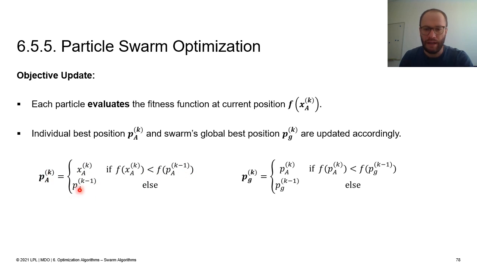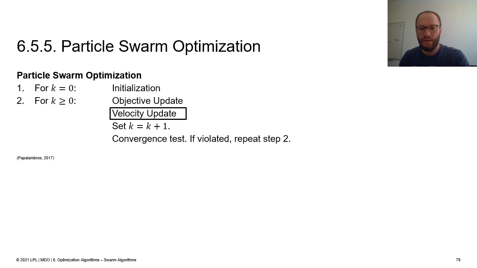Otherwise, you just take the old best position again for the next iteration. And on top, we have the global best position, so out of all particles of the swarm. But the basic idea is the same: you check the individual best position against the swarm best position, and if this individual best position is better, then it's a new best position of the whole swarm. Otherwise, you take the old best position here. The next step is the velocity update.